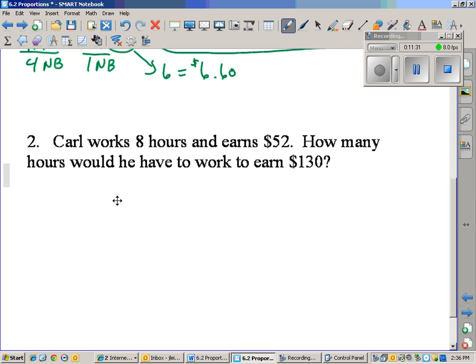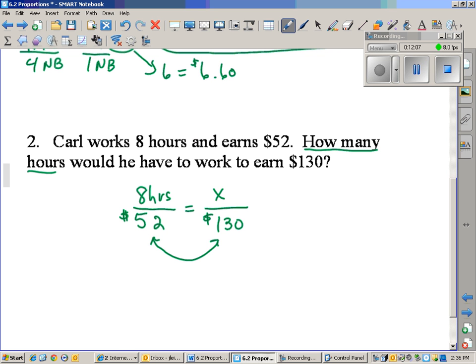Carl works 8 hours and earns 52 bucks. How many hours would he have to work to earn 130? Set up your shell of your proportion. It looks like this. 8 hours earns him $52. I've had hours on the top. We want to know how many hours would he have to work to earn $130, and that's the money on the bottom. So once again, you say, well, how could I get from 52 to 130? Maybe I don't know that off the top of my head. I'll take 130, I'll divide it by 52, and I get 2.5.